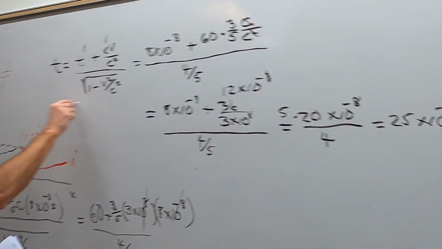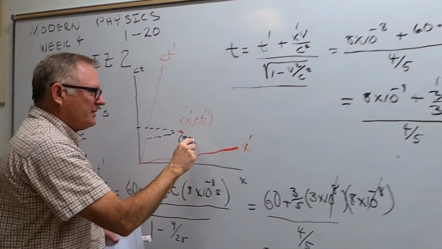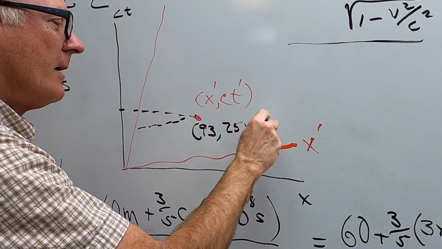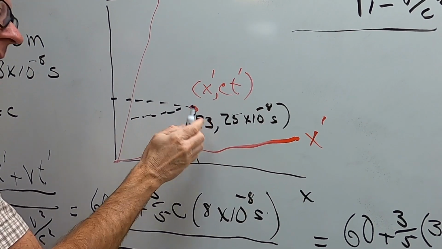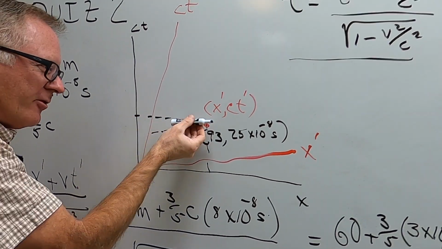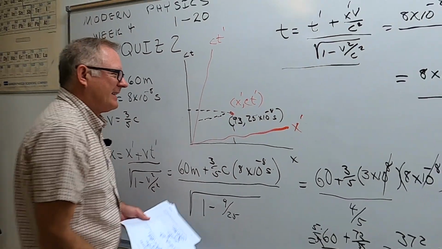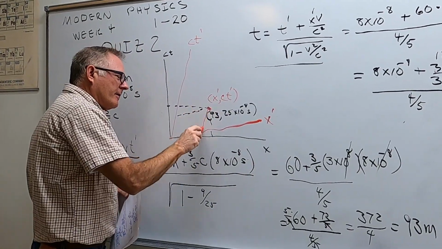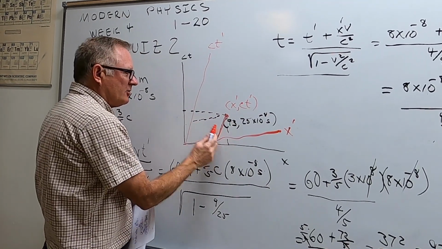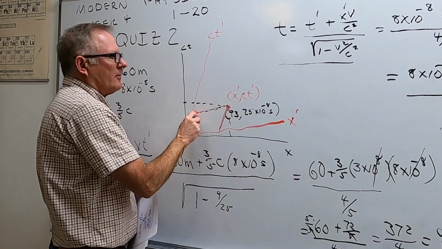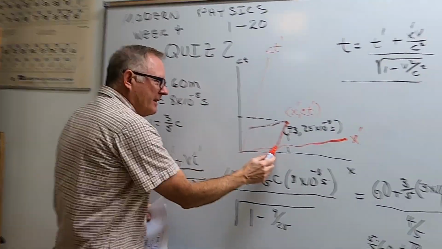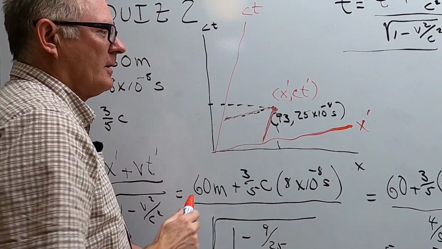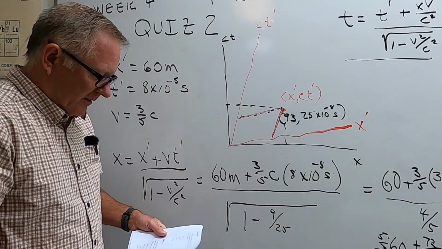Okay, so again, just plugging in to find what this point would be in time. This would be 25 times 10 to the minus 8 seconds, and this would be 93. Whereas, remember, in Mary's frame, the distance over this way is x, which would have been the 60, and the distance up this way would have been the time, which would have been 8 times 10 to the minus 8 seconds. Okay, so all we did was go from one to another right there.